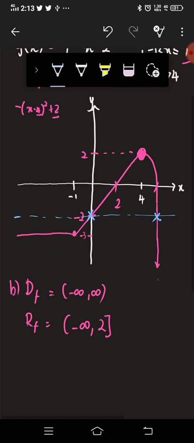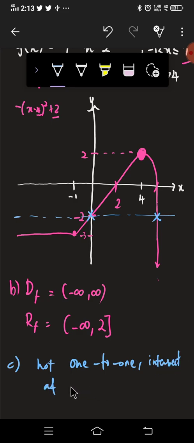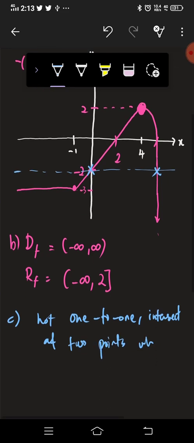So is it a one-to-one function? Not a one-to-one function. State the reason. Give the reason for your answer. Why? Because it intersects at 2 points when we use the horizontal line test. So it's not a one-to-one function.